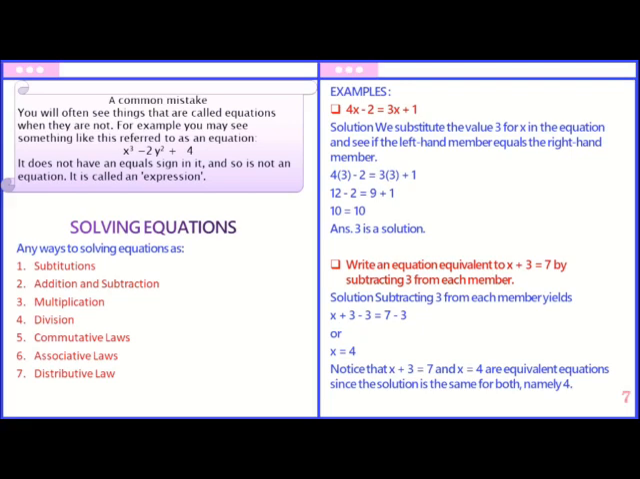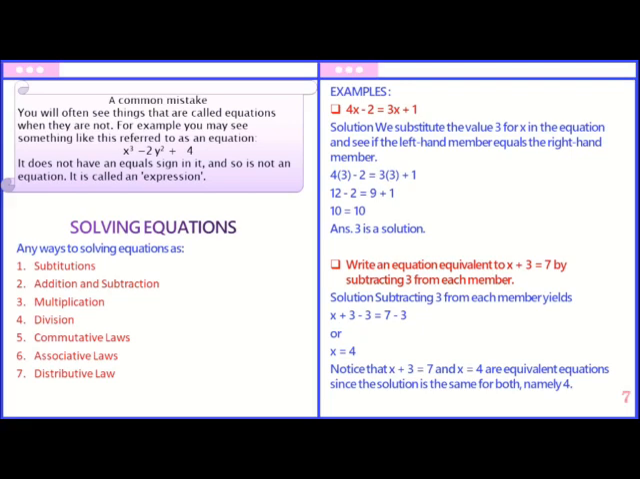How to solve an equation? There are many ways to solve an equation, such as substitution, addition and subtraction, multiplication, division, commutative laws, associative laws, and distributive laws. The examples. In the first example, we can use substitution to solve.